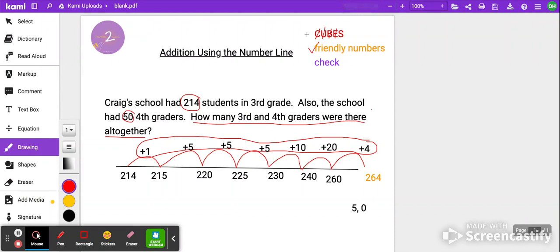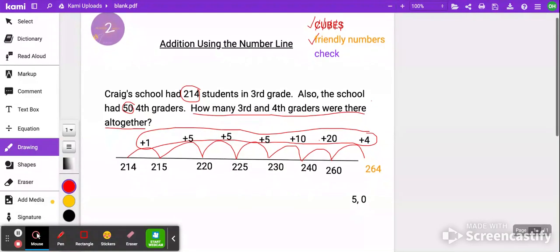So now we're going to line through the S, and we're going to check off the cubes, the strategy that we use to add on the number line. And now we're going to check it. Well, if you remember, hopefully in other videos that you've watched, subtraction is the opposite of addition, right? And so since we've added here, now we can subtract.